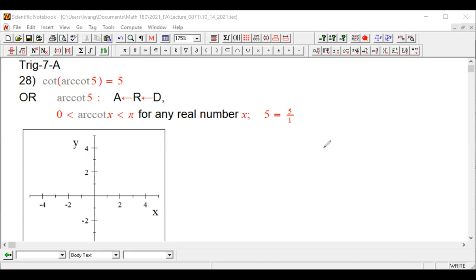Now you must agree with me that ARD is the three pillars of trigonometry. Do you agree with me? Yep. You need them all the time. You have to be aware of them all the time. Okay, thank you.